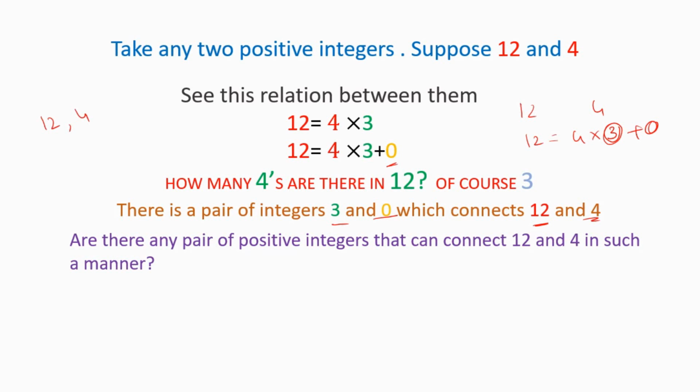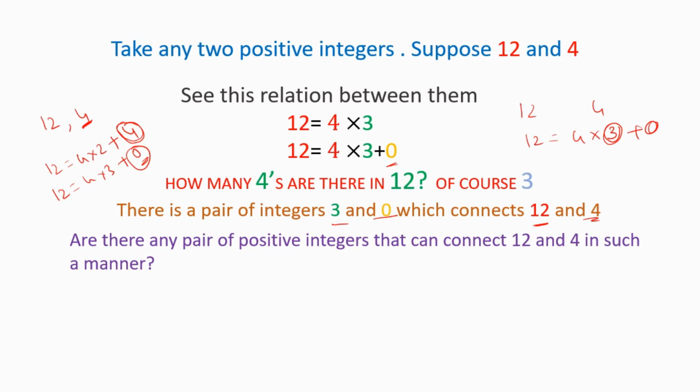Of course, I can connect like this, sir: 12 is equal to 4 into 2, which is 8, plus 4. But the number left here must be less than this number. That's why I want to choose like this: 12 is equal to 4 into 3 plus 0. Now this time this 0 is obviously less than this 4.